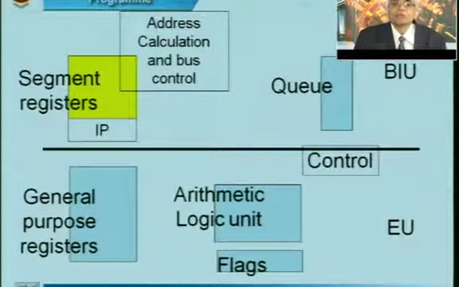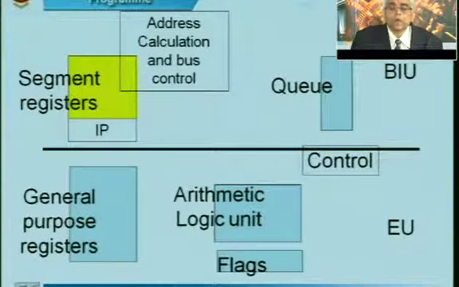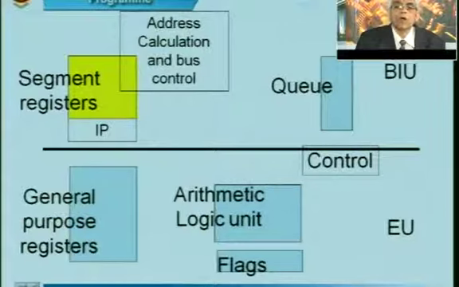Till then the execution unit is idle, and as soon as the execution unit starts executing this operation, the bus interface unit is free to fetch the next 2 bytes of the code and put them into the queue, and the execution unit does its operation independently of the bus interface unit.